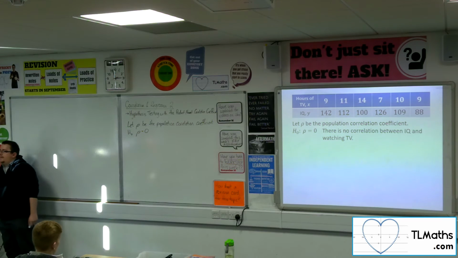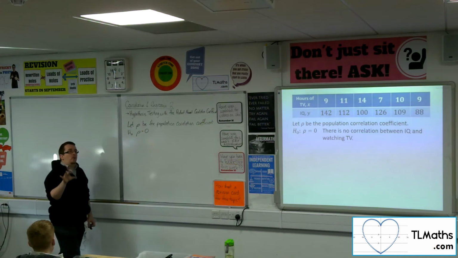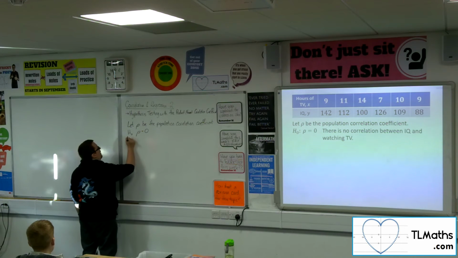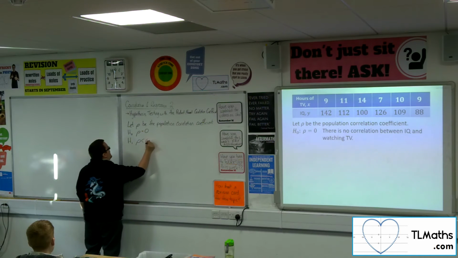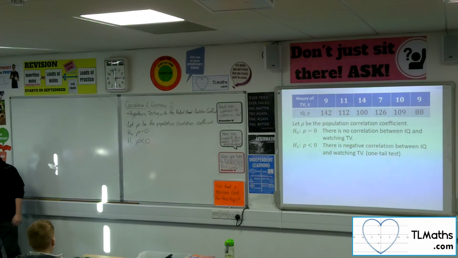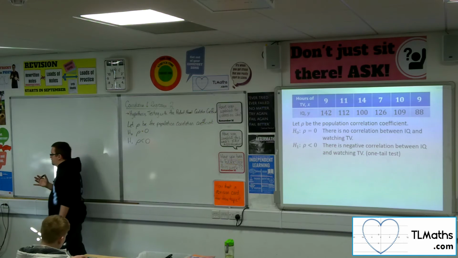Now, what we're thinking in this problem is that watching TV will have a negative impact upon the student's IQ. So the alternative hypothesis would be to say that there is some negative correlation between the two. And so what we're actually looking at is a one-tail test here.